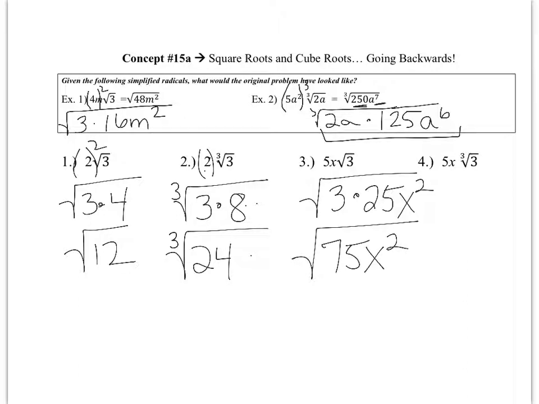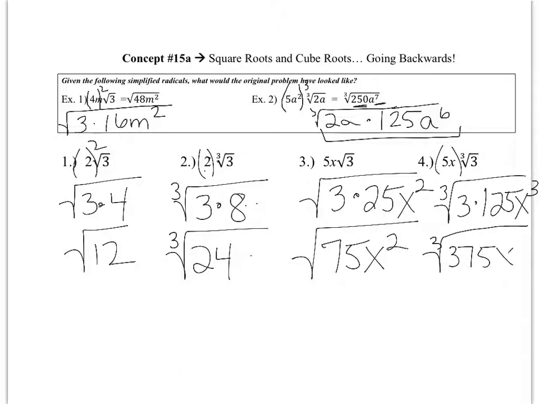So that's what the problem looked like before. The outside here is 5x, so I'm going to cube the 5x, put it back in with the 3. So I'm going to have 3 times, well, 5 cubed is 125, and x cubed is just x cubed. Multiply that together, and you're going to get, oops, I forgot my little 3, you're going to get the cube root of 375x to the third.